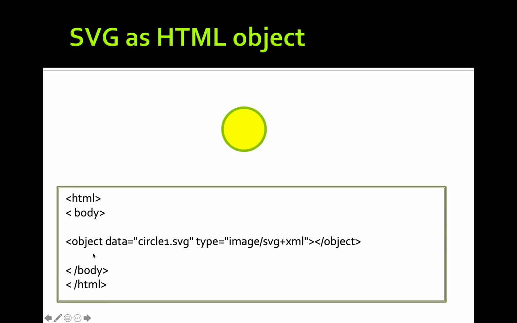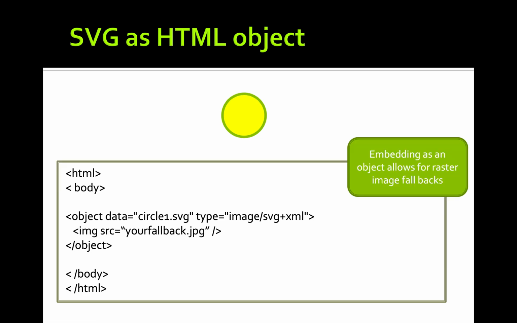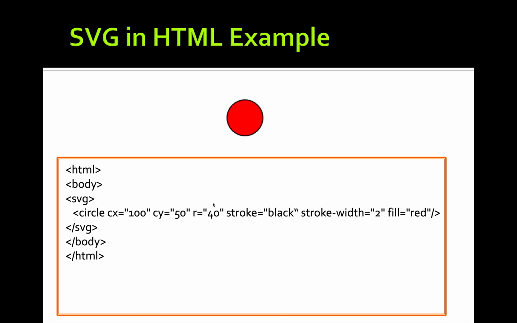For example, here we say that we have an object. So when we say an object, we have given that the data is coming from that particular SVG file, the type is an SVG, and then we can give a specific name to that image and interact with it. Similarly, when we are trying to embed as an object, we can allow for the raster image fallback. So when we say that we have an object and inside we have the fallback.jpg, we can change that information and interact with that particular object.